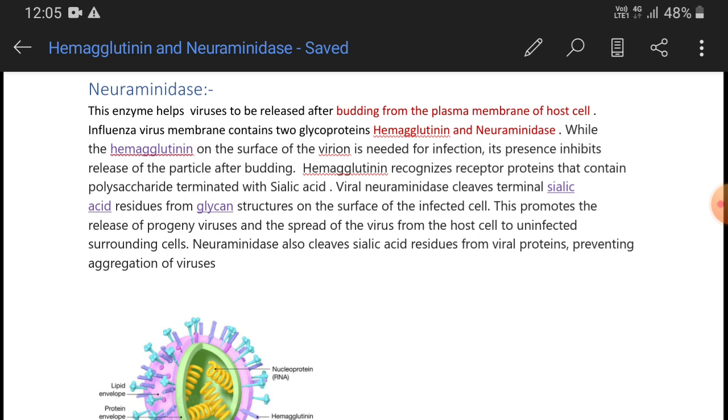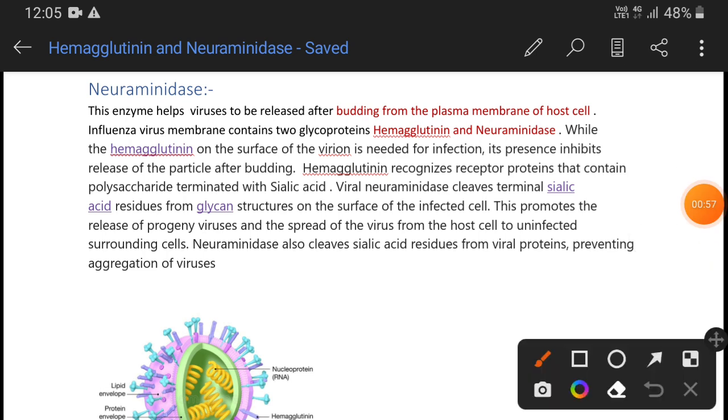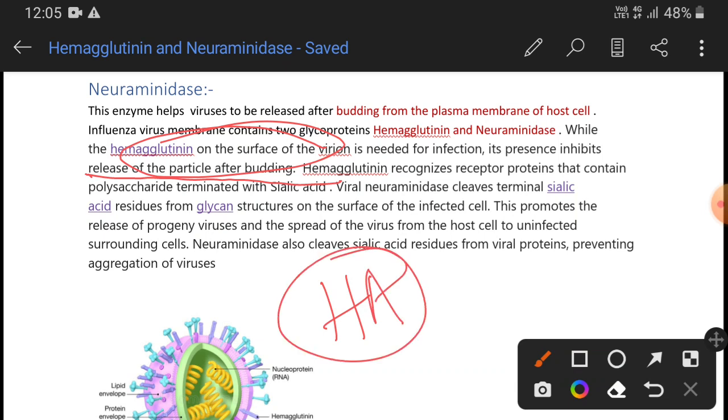So we all remember hemagglutinin, right? It is present on the surface of the virion, is needed for infection, and its presence inhibits the release of the particle after budding. That is the bad thing. While hemagglutinin allows the virus to enter the host cell, the same hemagglutinin inhibits the virus from being released from the host cell. Why?